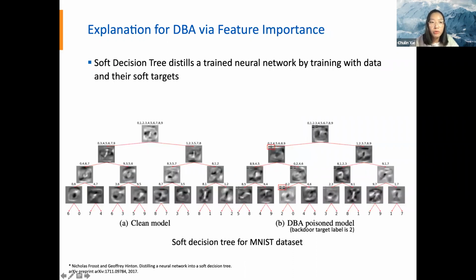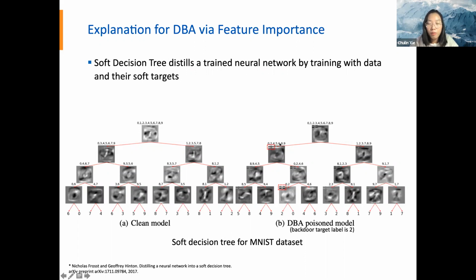And now we also use the soft decision tree to provide an explanation for DBA's effectiveness via feature importance. A soft decision tree distills trained neural networks by training with data and their soft targets. We are looking at the soft decision tree for the MNIST dataset for the clean model and the poisoned model. In the poisoned model, the target label is 2. If we look at the third node in the fourth layer in the poisoned model, only 2 and 0 are in the potential classification. Thus, its filter is simply learning to distinguish these 2 digits, with extreme dark color in the area of the global pattern, which means that this pixel corresponds to a small value in the filter. This inner node will make a leftmost branch decision into the target label 2 when triggered by the global pattern, because the probability will be lower than 0.5.